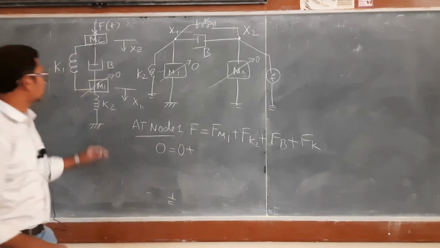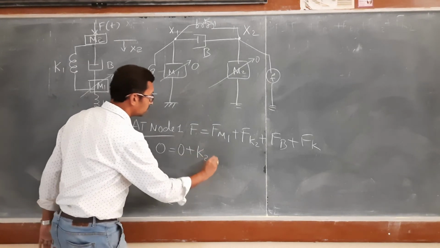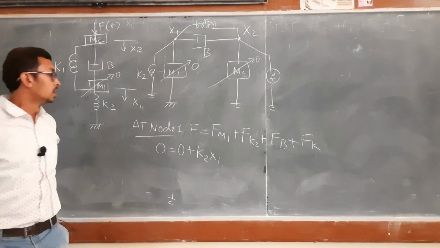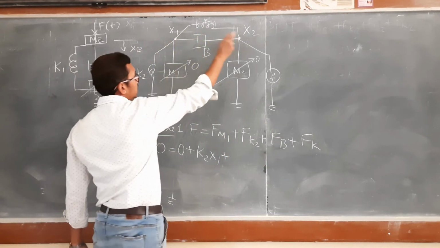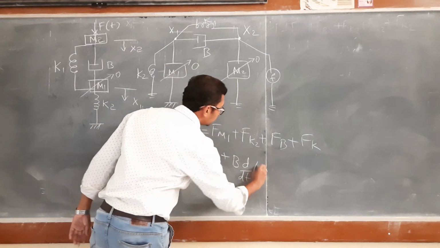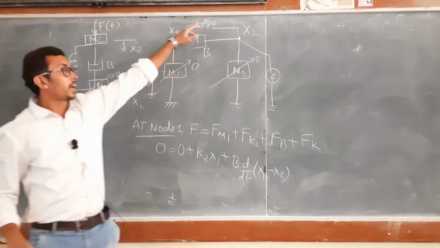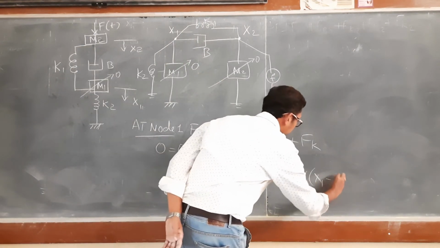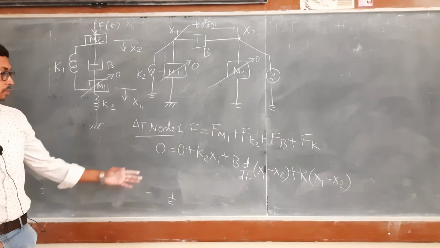Then we have K2. K2 is between the node and the reference plane, right? So this will be K2 x1, written with reference to node 1. Next, what do we have? F of B. B is between node number 1 and node number 2, so B d by dt of (x1 minus x2). Next, what else do we have? We have K1, which is also between node number 1 and 2, so K1 times (x1 minus x2). Got this one?